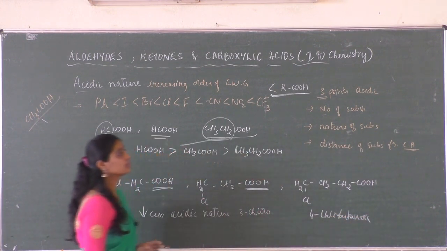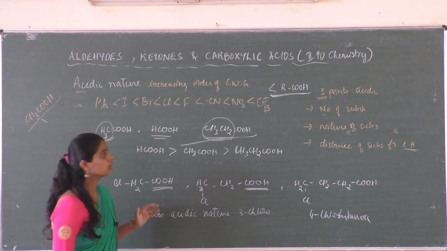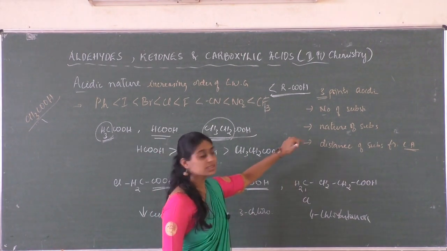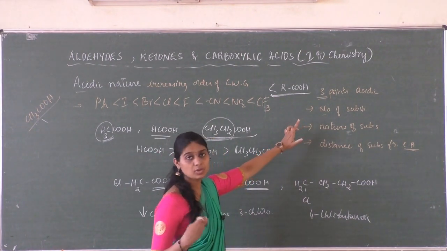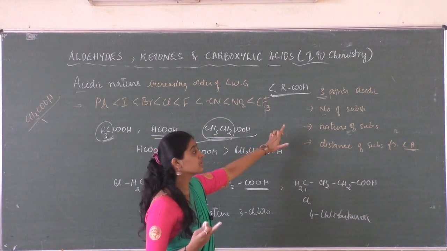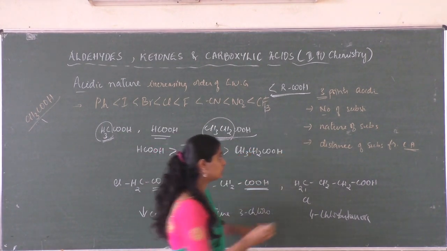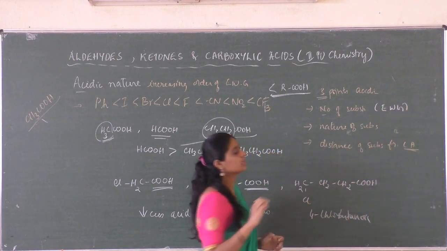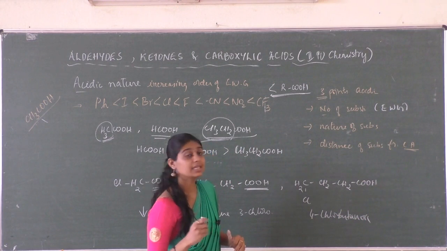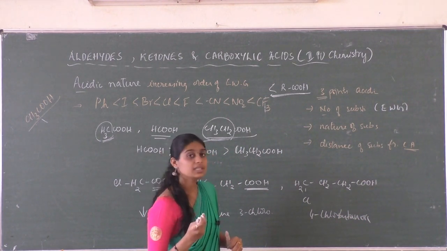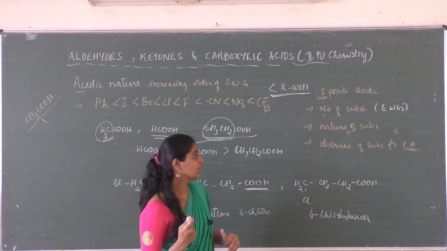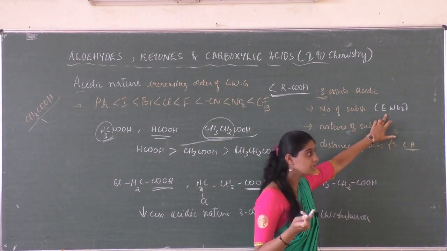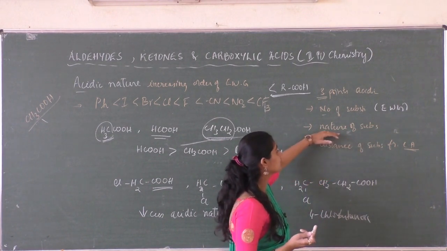So three factors that affect the acidic character of carboxylic acid are the presence of substituents. The first one is the number of substituent groups. As the number of substituent groups increases, so does the acidic character, but that too only if you have an electron withdrawing group. If you have an electron donating group, that increases the electron density, thereby decreasing the acidic character. So as the number of electron withdrawing substituents increases, the acidic strength increases.